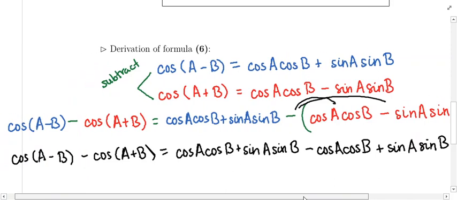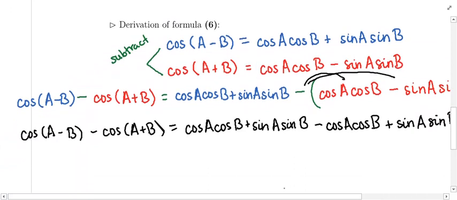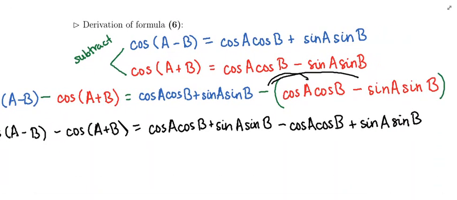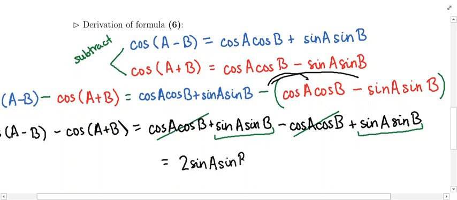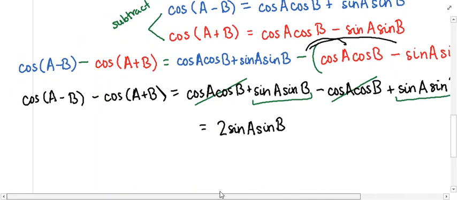All right, so then I can clean stuff up on this right side. If you notice, you are left with a positive cosine A cosine B. That's going to cancel with a negative cosine A cosine B. And then I have a positive sine A sine B, and I have another positive sine A sine B. So two positive sine A sine B's. We can combine those guys. They're like terms. This is going to give us 2 sine A times sine B on the right side. And the left side has still not changed. So it's this guy.